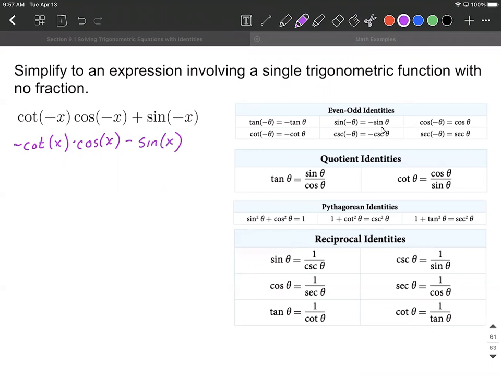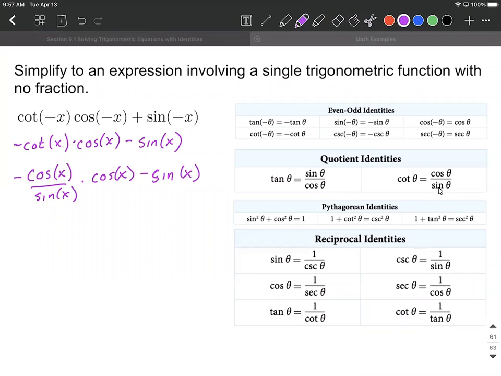All right, the next thing that I'd like to do as we simplify this down is I would like to get rid of my cotangent and rewrite that in terms of sine and cosine. That's going to require a quotient identity. So we have cotangent is going to be cosine divided by sine. I'm going to leave the negative out in front for now. So we have cosine of x divided by sine of x multiplied by cosine of x. And then we'll bring along the sine of x at the end.